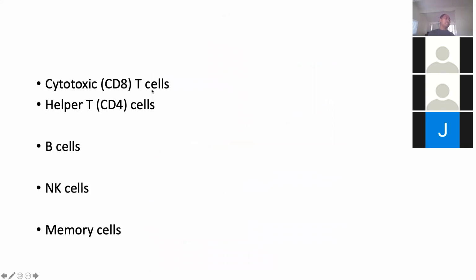If you differentiate T cells a little bit more, we will see cytotoxic T cell, helper T cell, and of course B cell, natural killer cell, and there are memory cells. So this is a little bit more than the anatomy.